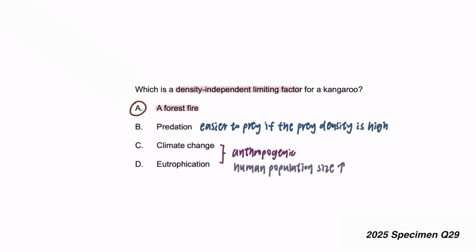When the human population increases, more greenhouse gases and chemicals will be released. Therefore, other populations will be affected by these changes. So they are also density-dependent factors.